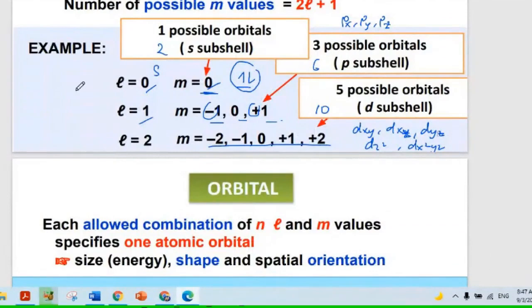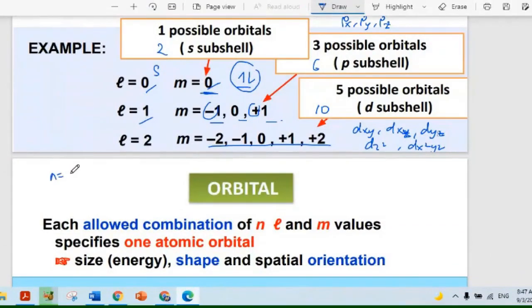Okay. When n equal to 5, what are the possible values for L? 0, 1, 2, 3, 4. Okay, very good. Try to call one of your friends' name, random.